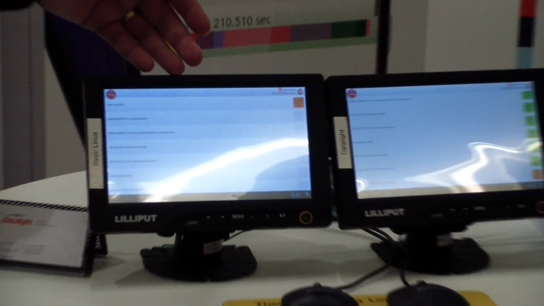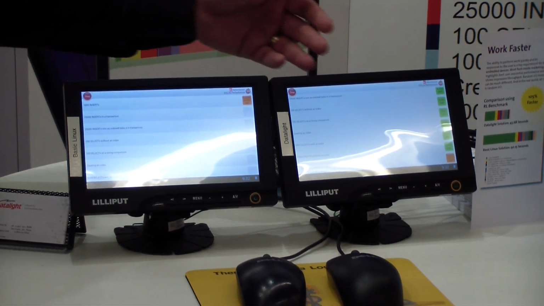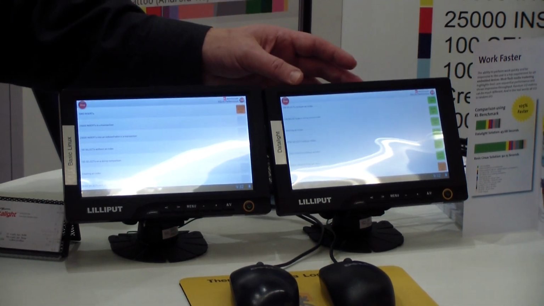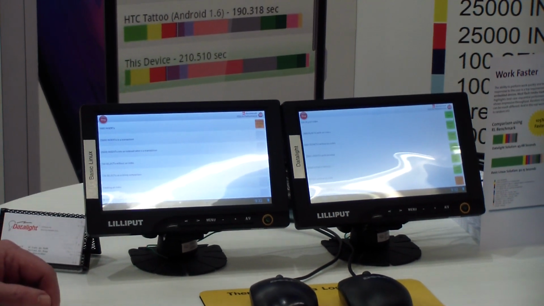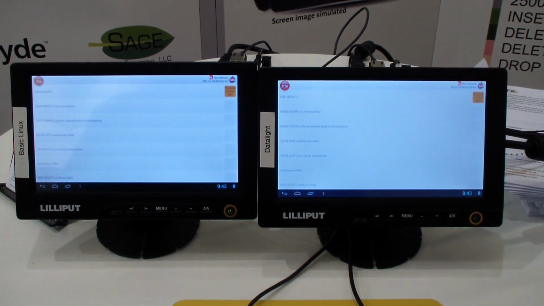The difference is, on this monitor over here, we have ext4 and the basic Linux driver. Over here we have the Datalight solution. The Datalight solution is nearly done testing, whereas the ext4 is still working on the first step. So let's run the test again.